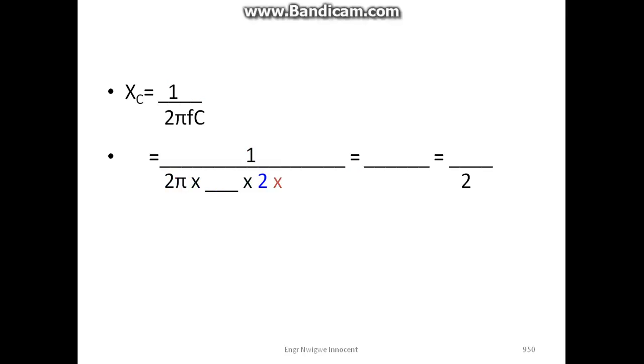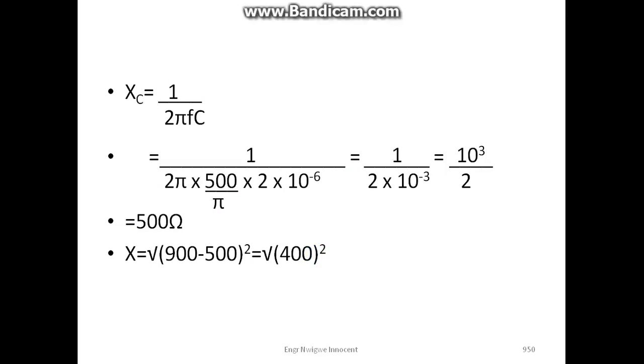XC is equal to 1 over 2 pi FC, which is equal to 1 over 2 pi times 500 over pi times 2 times 10 raised to power minus 6, which gives us 1 over 2 times 10 raised to power minus 3, which is equal to 10 raised to power 3 over 2, which gives us 500 ohms. S is equal to square root of, in bracket, 900 minus 500, squared, which gives us square root of 400 squared. S is equal to 400 ohms.